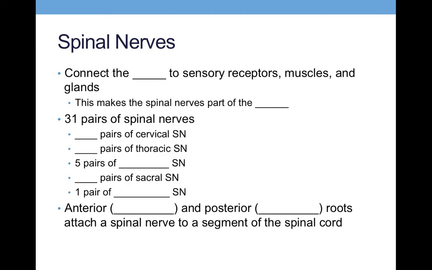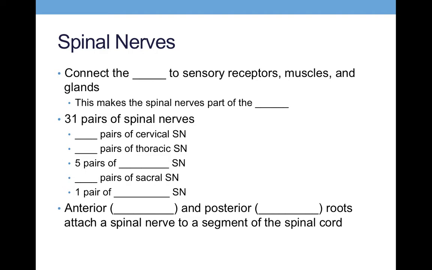So, the 31 pairs of spinal nerves include 8 pairs of cervical nerves, 12 pairs of thoracic spinal nerves, 5 pairs of lumbar spinal nerves, another 5 pairs of sacral spinal nerves, and finally 1 pair of coccygeal spinal nerves. Spinal nerves are the paths of communication between the spinal cord and most of the body.